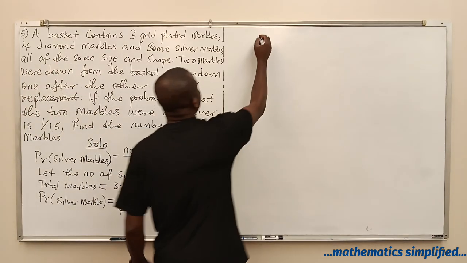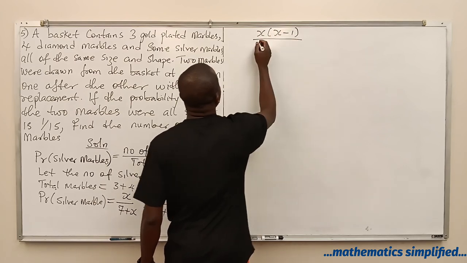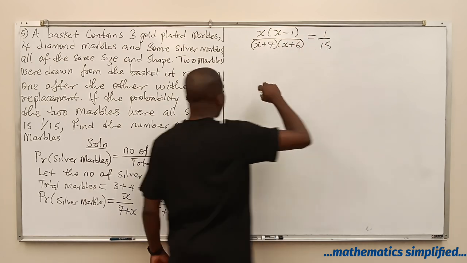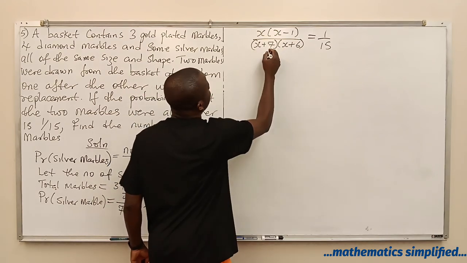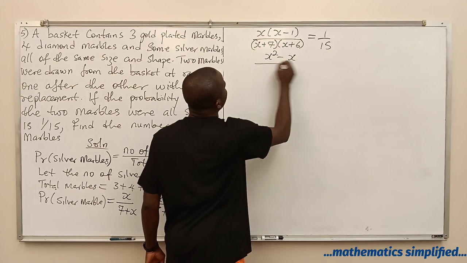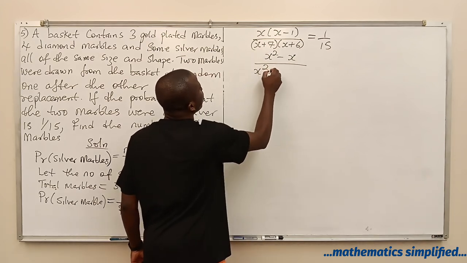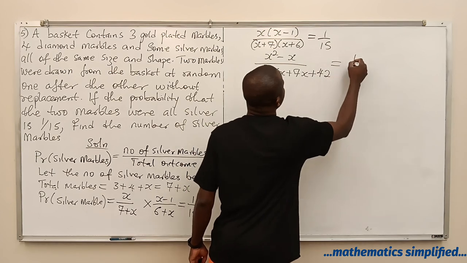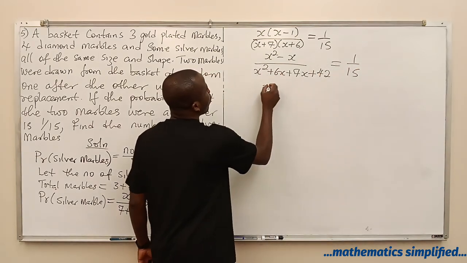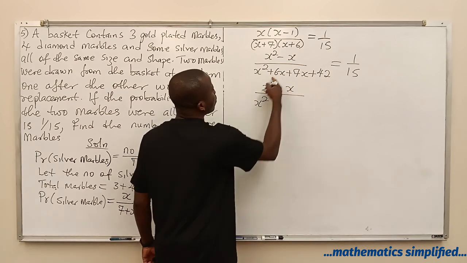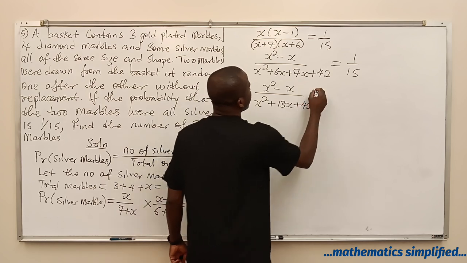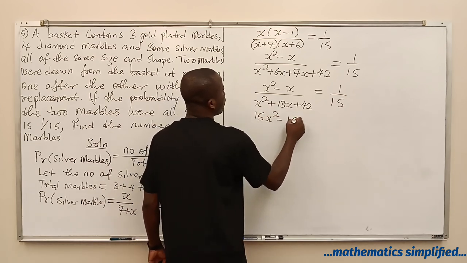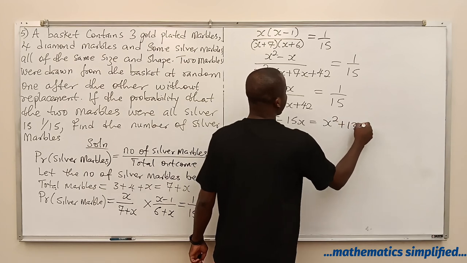So if I multiply, I'll have x bracket x minus 1 over x plus 7, x plus 6 equals 1 over 15. Because 7 plus x is the same as x plus 7. So if we open the bracket, we'll have x squared minus x over x squared plus 6x plus 7x plus 7 times 6 is 42, equals 1 over 15. So if we sum this, we'll have x squared minus x over x squared plus 13x plus 42 equals 1 over 15. We'll cross multiply, we'll have 15x squared minus 15x equals x squared plus 13x plus 42.